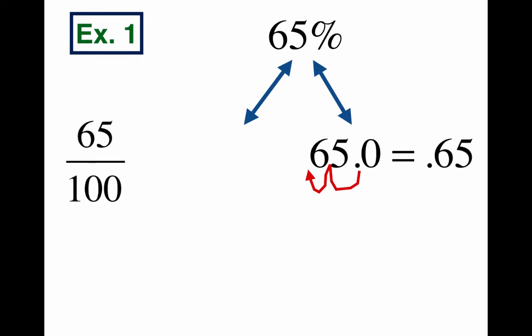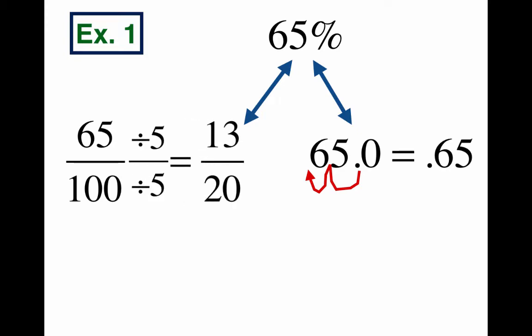Now, my fraction is going to be in hundredths because 0.65 is in the hundredths place. So 65 hundredths would be my fraction, but I can reduce that down by dividing by 5, and my reduced fraction would be 13 twentieths. So all of these mean the same thing. 65%, 0.65, and 13 twentieths, those are all the same numbers, just different ways of writing them.